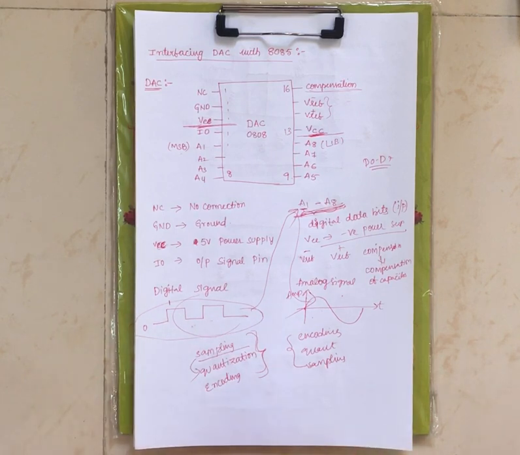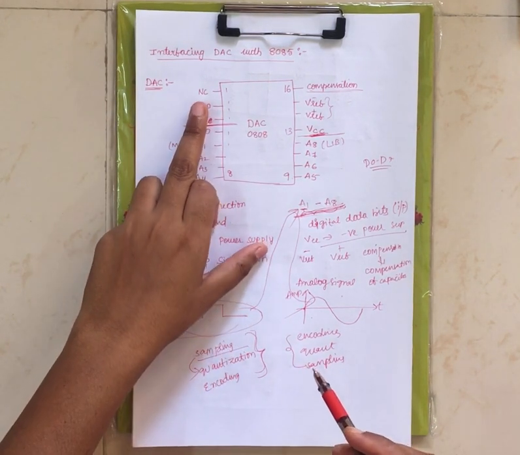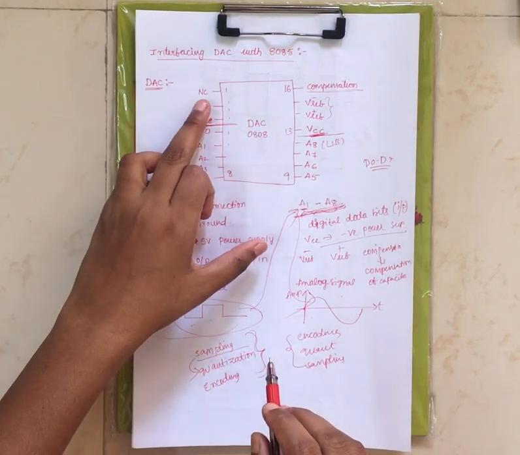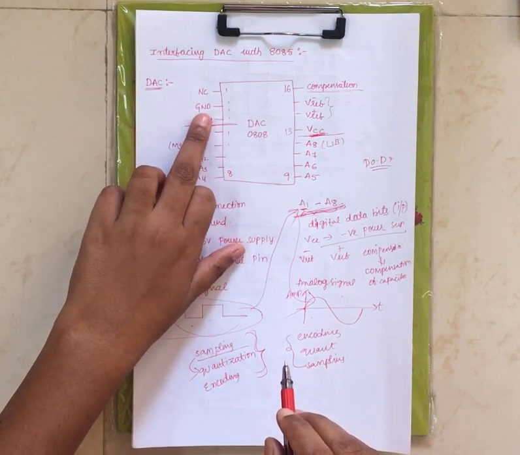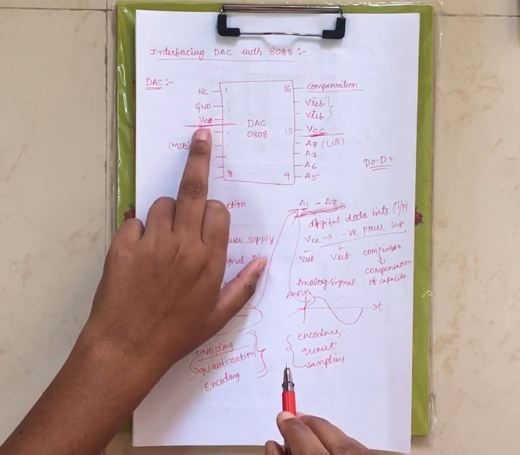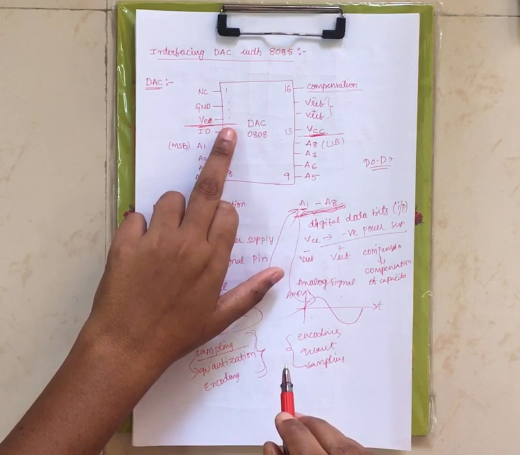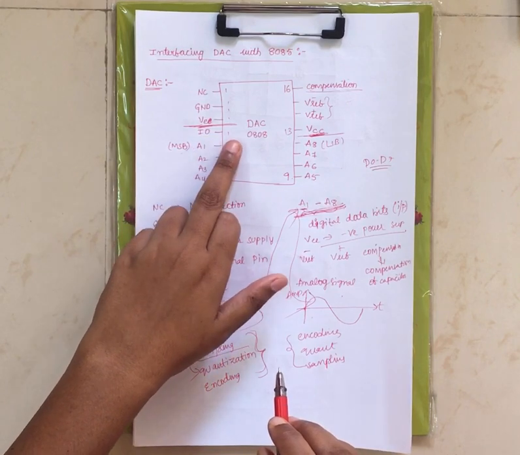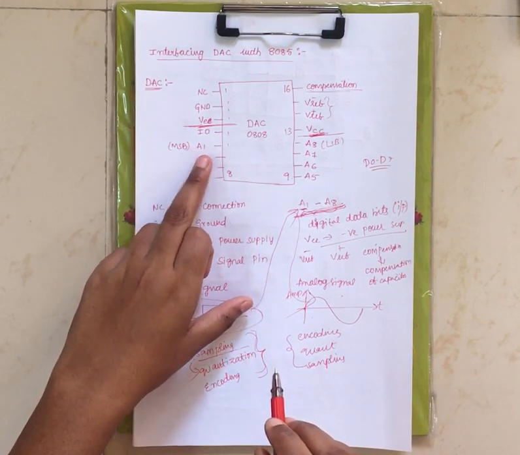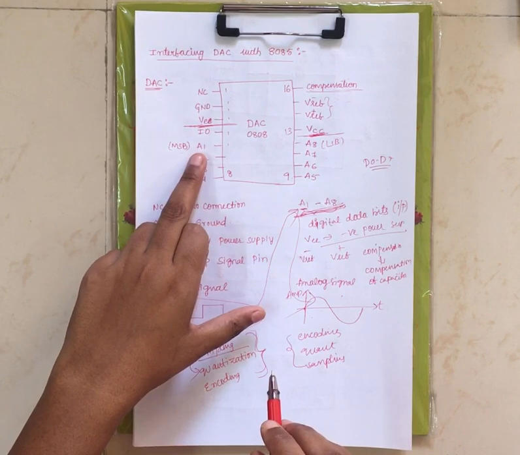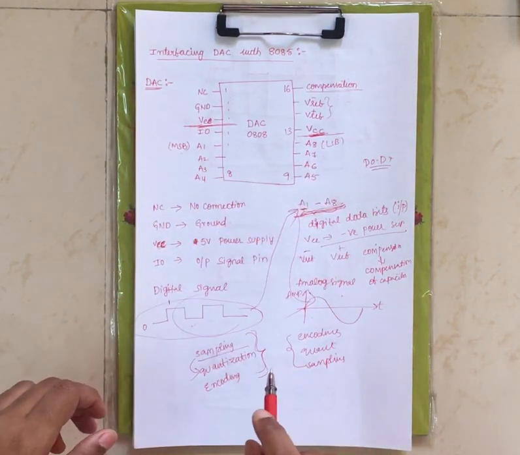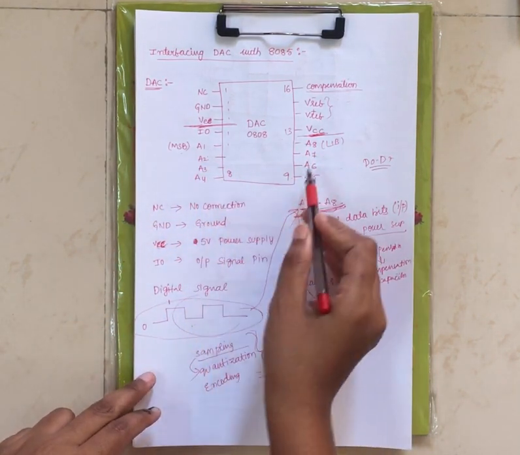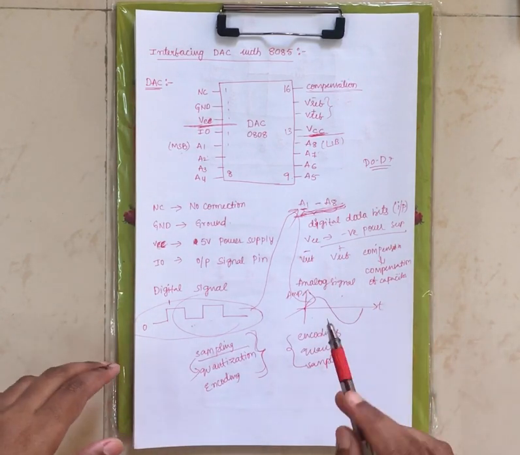Let me briefly explain again. DAC, digital to analog converter, whose part number is 0808, is a 16 pin IC. No connection is your first pin, ground reference is your second pin, and VEE, which is the negative power supply, is at your third pin. IO, output, is the output signal pin, provided at the fourth pin. Input to this IC is given through the A1 to A8 pins.